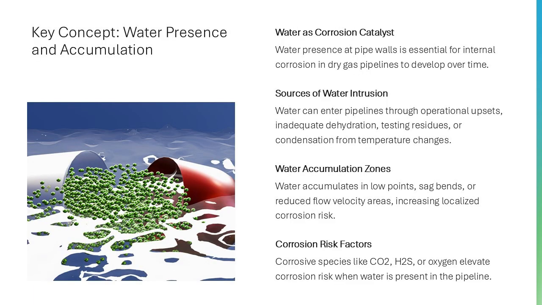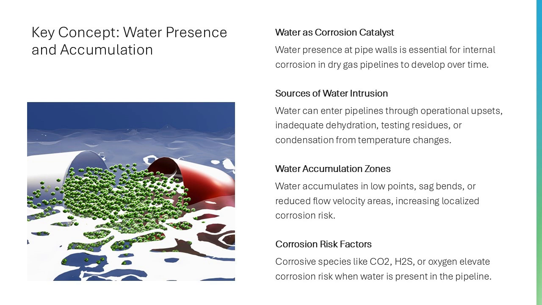The fundamental concept underlying DG-ICDA is that internal corrosion in normally dry gas pipelines can only occur if free water is present at the pipe wall for a sufficient duration. Even in dry gas systems, water can be introduced through operational upsets, inadequate dehydration, hydrostatic testing residues, or condensation due to temperature and pressure changes.